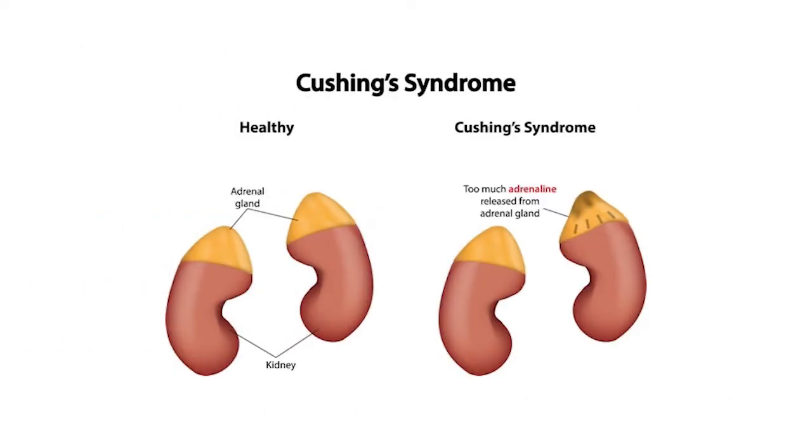Now this is the difference between normal healthy adrenal glands and Cushing syndrome affected adrenal glands. This is how a healthy gland looks and how the Cushing syndrome gland looks. Too much hormone is released from the adrenal glands. This is the typical face in Cushing syndrome.